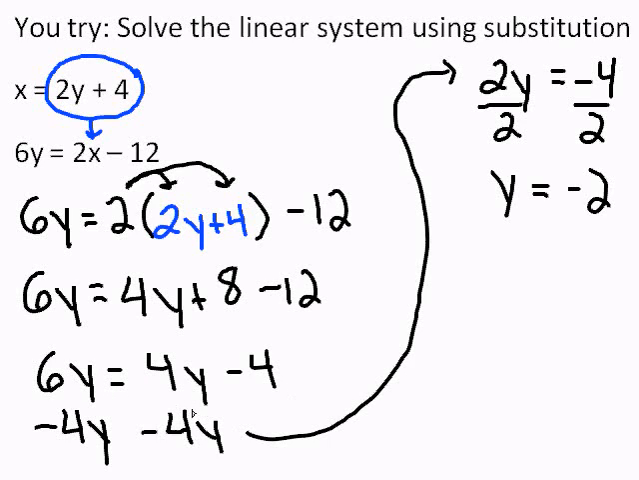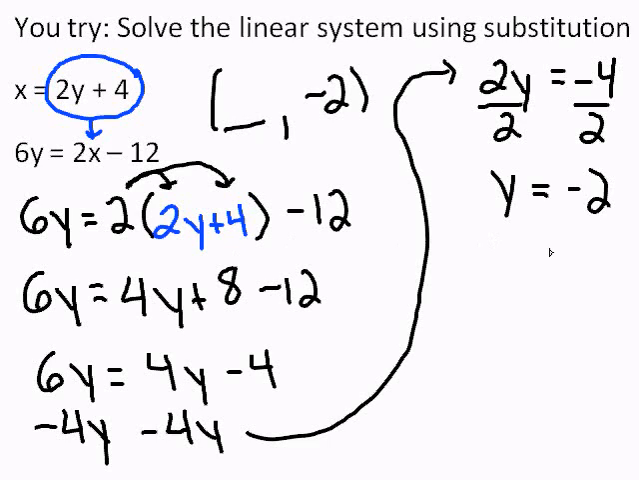I then needed to get all my y's on the same side of the equation, so I subtracted 4y from both sides, giving me 2y equals negative 4. Then I divided both sides by 2, giving me y equals negative 2. Now this gave us half of our solution, just like it did in the previous example that we worked. We end up with our y value being negative 2, but we do not have our x value.